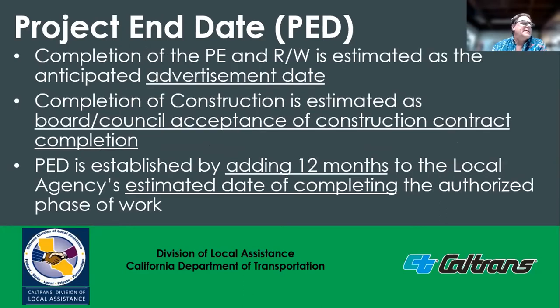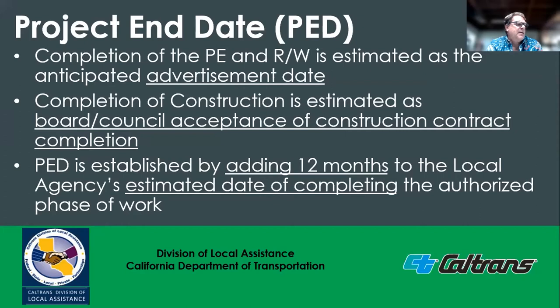So the PED is established based on the completion of a particular phase of work being authorized. For right-of-way, completion of the phase is based on the estimated construction advertisement date. For construction projects, completion is estimated as the board or council's construction contract acceptance. Non-infrastructure is similar to construction and acceptance of the final project. The PED, project end date, is established by adding 12 months to the estimated date of completing the phase.